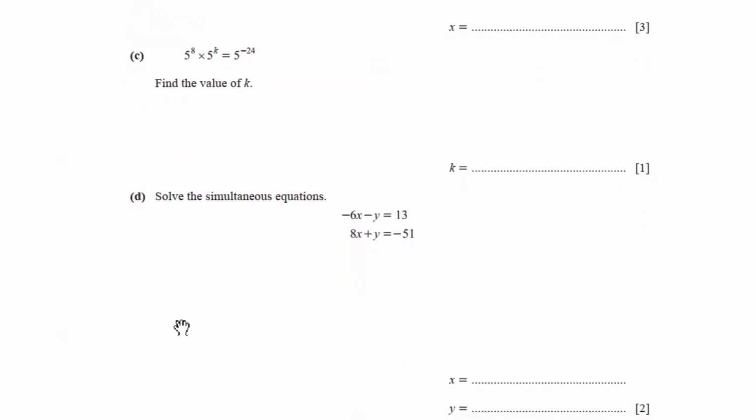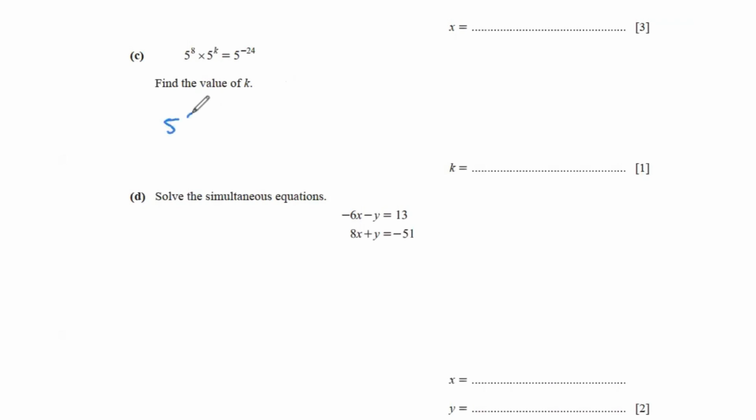Then part C says 5 to the power of 8 times 5 to the power of k equals 5 to the power of negative 24. Find the value of k. So this is a clear case of rules of indices where we have similar bases being multiplied. So when you have similar bases being multiplied, what we do is we add the powers.